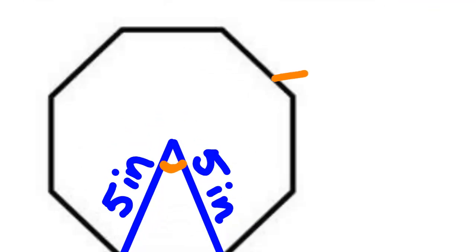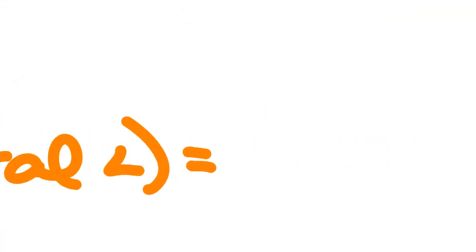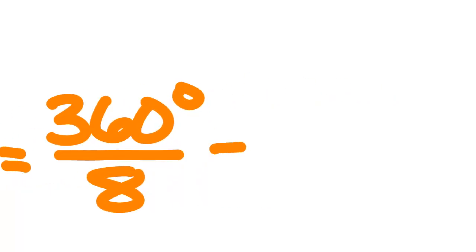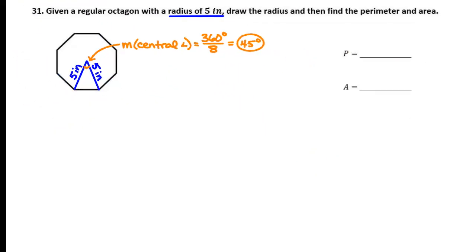How do we find the measurement of the central angle? We do 360 divided by the number of sides. How many sides does this shape have? 8 sides. 360 divided by 8 gives us 45. So 45 degrees for that angle.